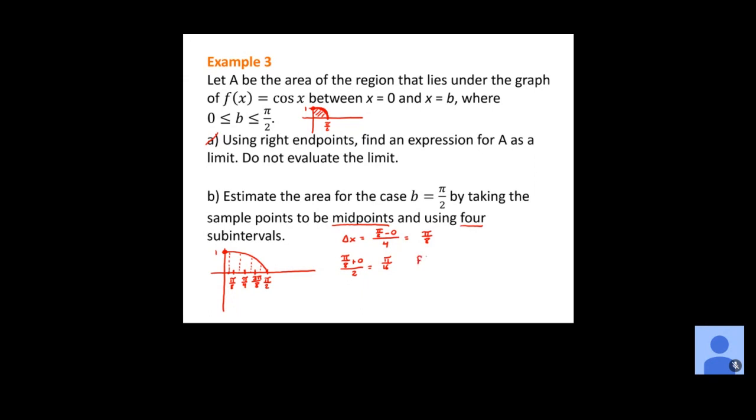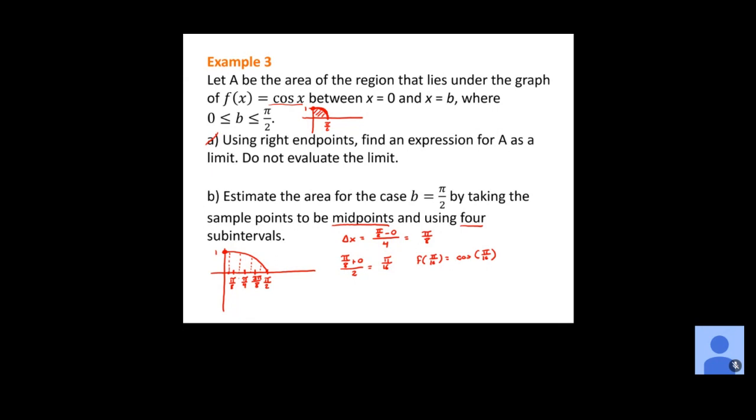So then we're going to say f of pi over 16. Remember, our function here is cosine x. So this is going to give us the cosine of pi over 16. That's our first height.